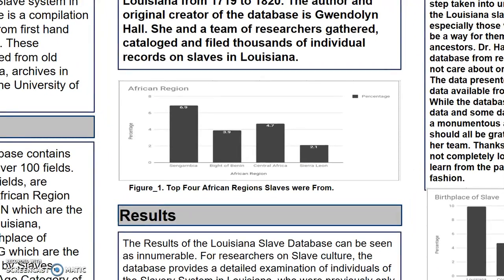Figure 1 is my bar graph on the African region the slaves were taken from in Africa. I reported the top four concentrations of percentages when choosing which areas to use. As you can see, the regions were Gambia, the Bight of Benin, Central Africa, and Sierra Leone.